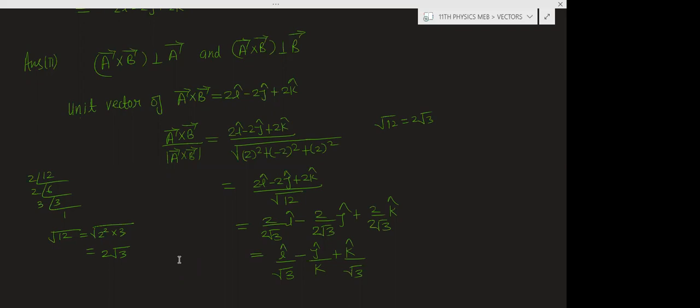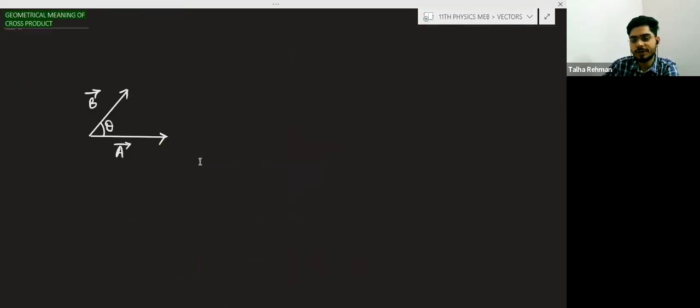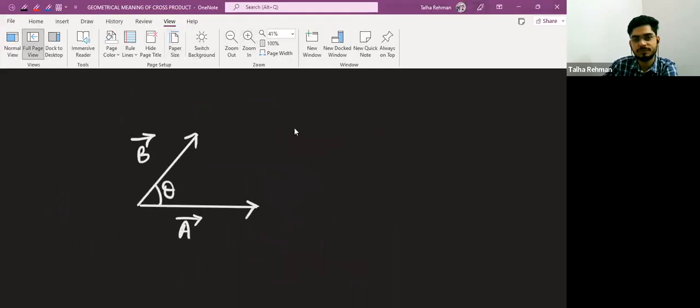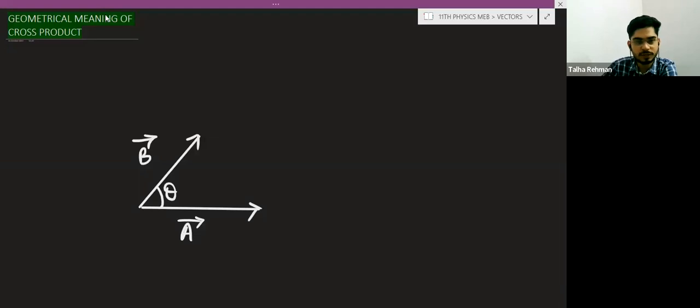Okay, so there is one last topic: the geometrical meaning of cross product. This thing we will discuss. What is the geometrical meaning of cross product? See, here is one vector, here is another vector, and both the vectors are making an angle theta with each other. So what we will do now?